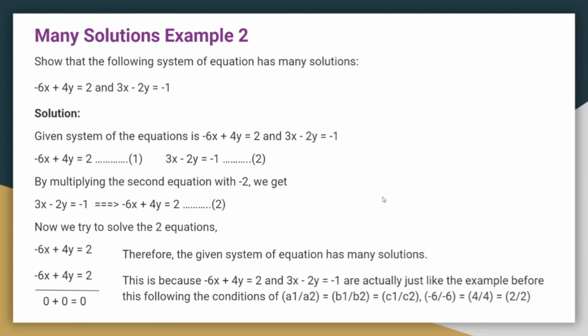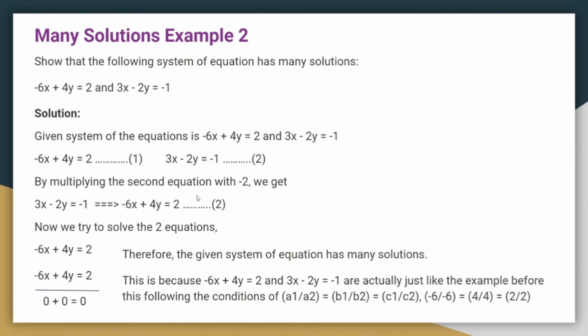Alright, so now let's move on to example 2. Example 2 is almost the same as the example before this, but it has a slight twist. It gives two equations again. So like normal, let's label them for easy identification. But this time we don't compare it with the linear system. This time we multiply the second equation first.